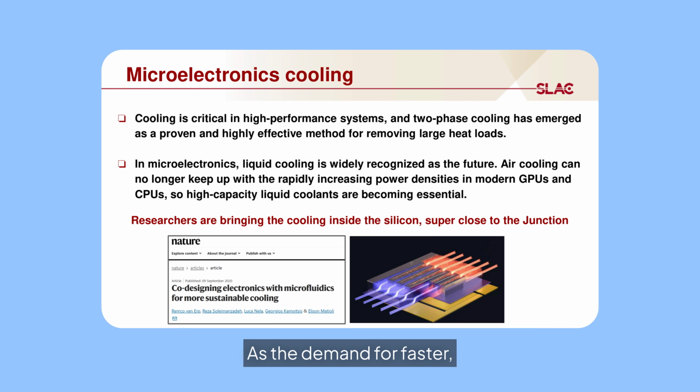As the demand for faster, smaller, and more powerful microchips intensifies, so does the amount of heat they generate. Traditional cooling methods, such as air cooling and single-phase liquid cooling, are quickly reaching their limits. We're now dealing with heat fluxes that resemble nuclear reactor cores packed into tiny silicon chips. This is where two-phase cooling comes in, offering a transformative solution.